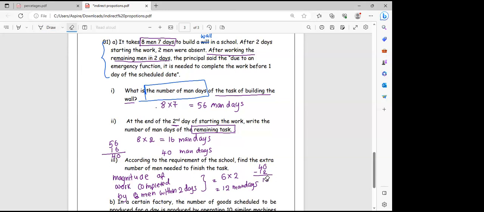It's remaining 28 man days to complete. 12 man days completed by the 6 men. Then it's remaining 28 man days to complete.